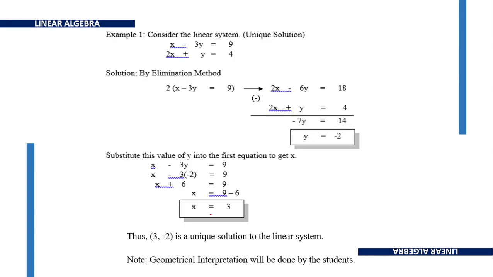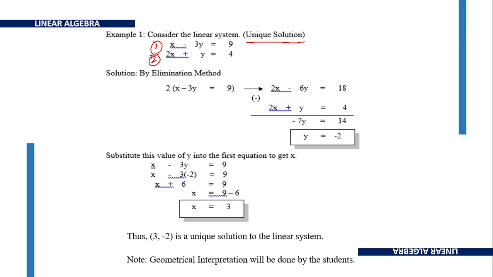So, we have here example 1. Consider the linear system. Kung mapapansin nyo, it is an example for unique solution. We have here two equations, which we can denote as equation 1 and equation 2. For equation 1, we have x minus 3y is equal to 9. And for equation 2, we have 2x plus y is equal to 4. Ano bang kailangan natin gawin dito? We have to find a unique solution to this given linear system.